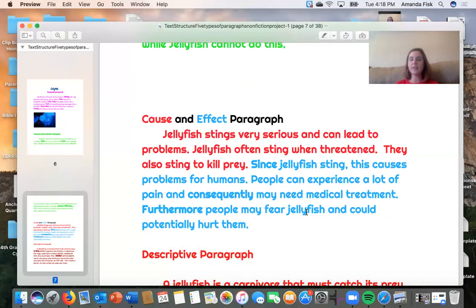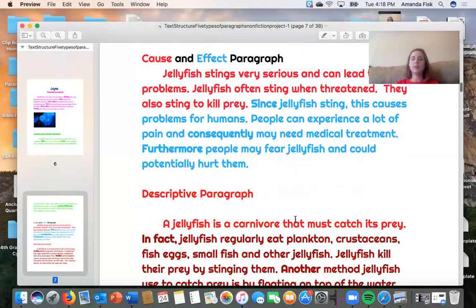Cause and effect, they had to think about the whys and the whats. Like, why does something happen? And what happens because that thing happens? And so in this case, jellyfish, they tend to sting people. And then because they sting people, people are scared of them and they often need medical treatment. So you have to ask yourself, why do people need medical treatment? Why are people anxious whenever they're around them? They don't want to be around them. Well, because they are scared of getting stung.